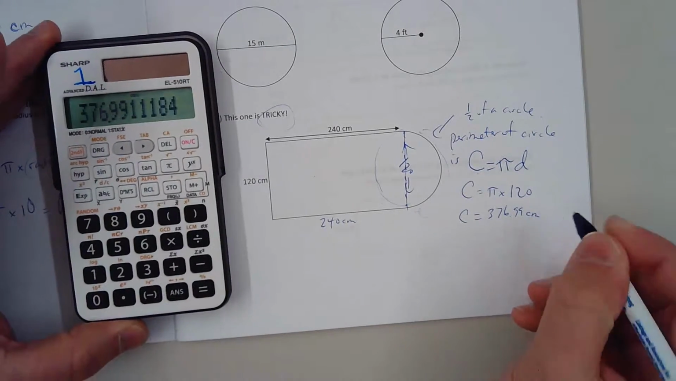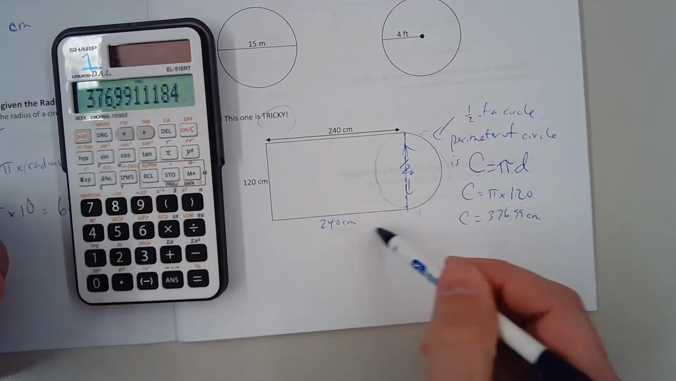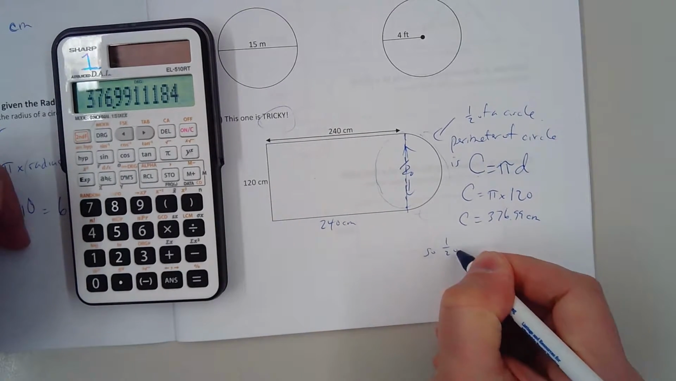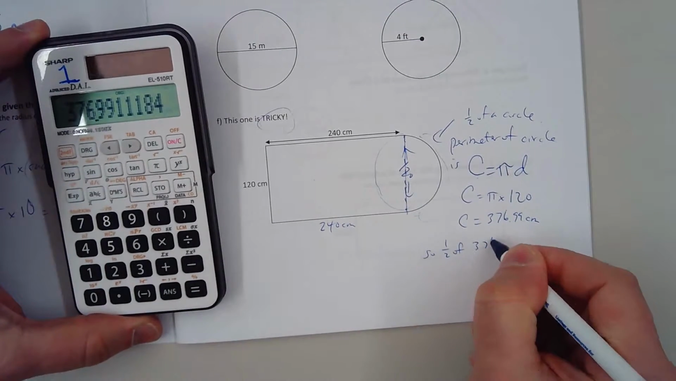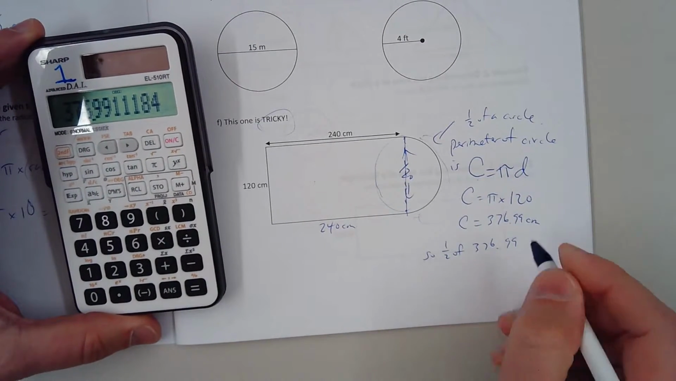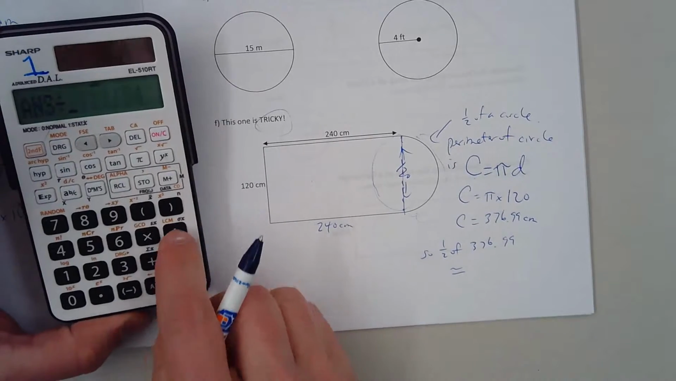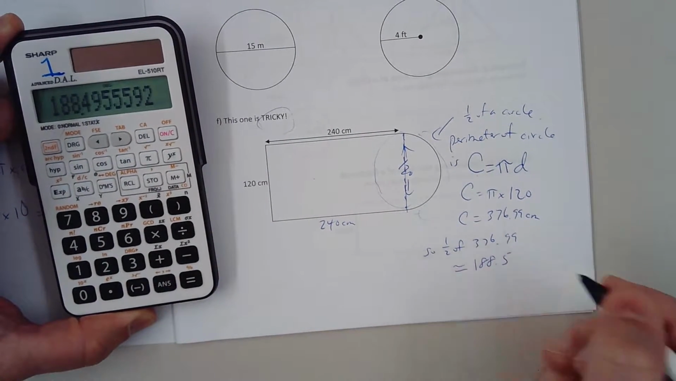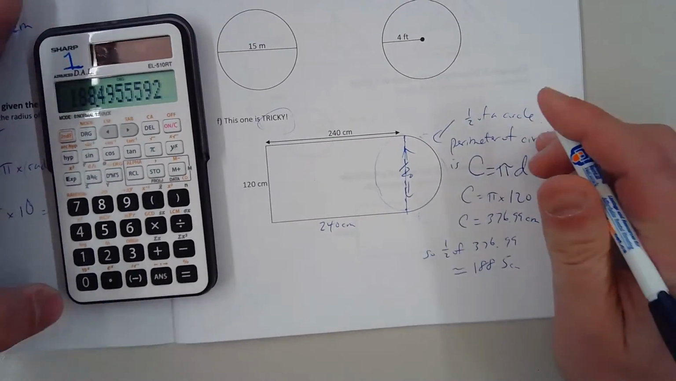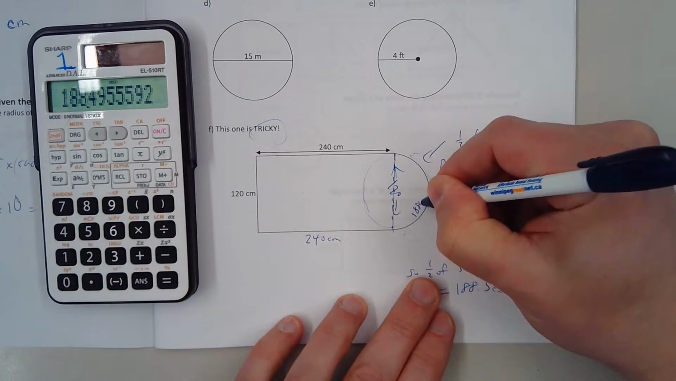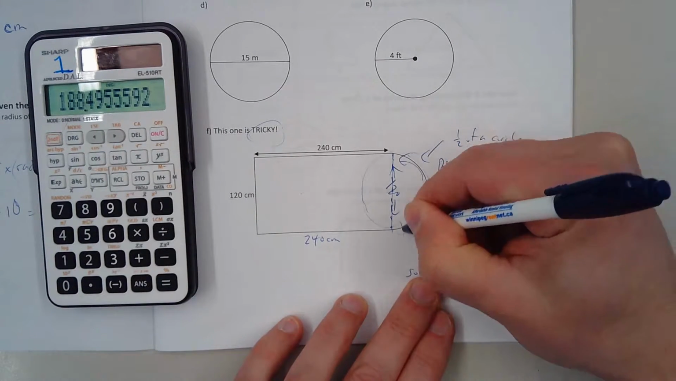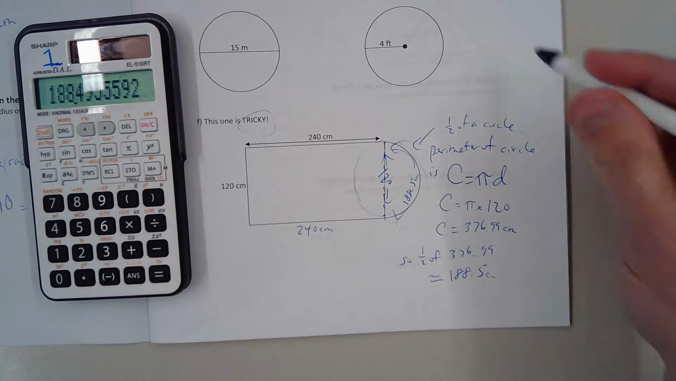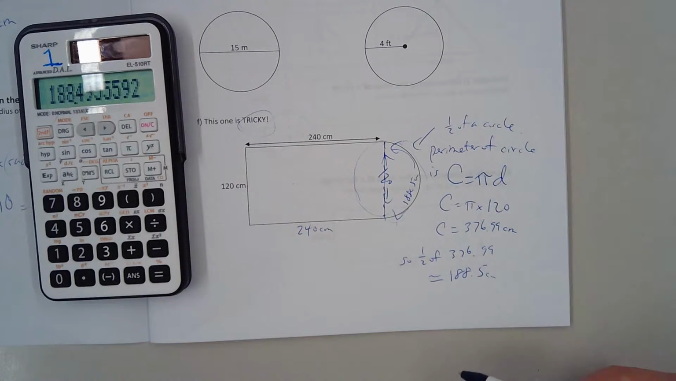376.99 centimeters. But I don't want the whole circle. I only want half of that. So half of 376.99 is approximately, if I take that number and divide by 2, 188 point, let's say 5. So that's what's going to go on here. 188.5 centimeters from there to there. So that's where all the work was, figuring out that curve.